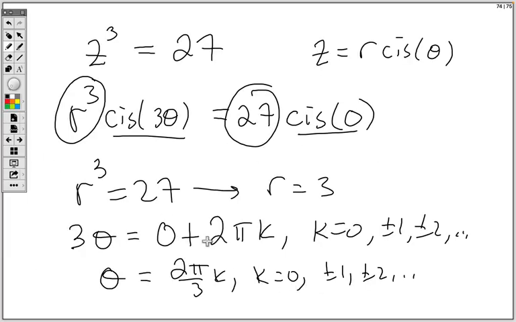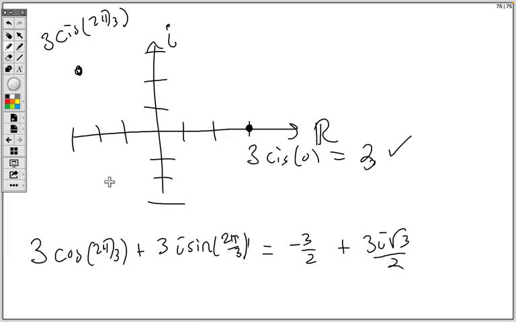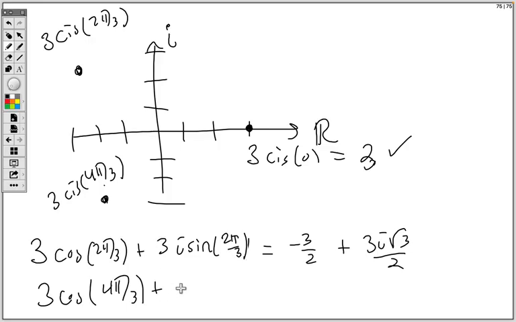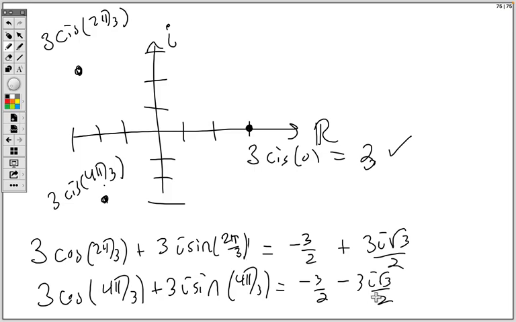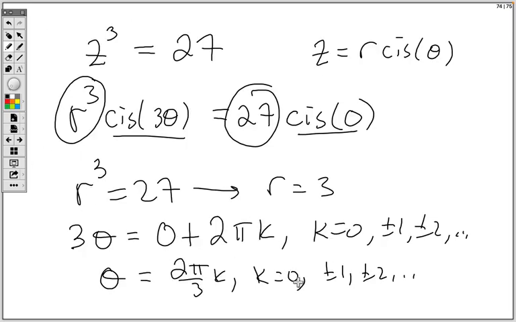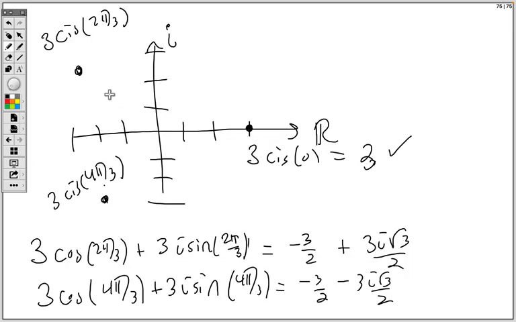When k equals 2, I'm adding another 2 pi over 3. That'll get me down here to 4 pi over 3. And look what that gives me. 3 cosine 4 pi over 3 plus 3i sine 4 pi over 3. That gets me minus 3 halves minus 3i square root 3 over 2. And if I add another 2 pi over 3, I'm back to here.